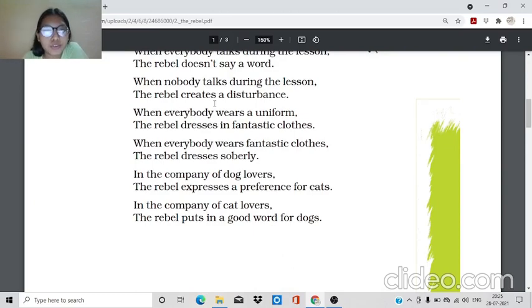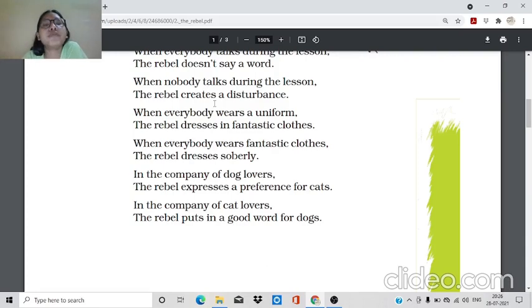So when everybody wears a uniform, the rebel actually dresses in fantastic clothes. However, when everybody wears fantastic clothes, the rebel then goes back to his uniform. The rebel dresses soberly. So does this mean that our uniforms are actually sober in nature? I definitely agree with this point. The uniforms can sometimes be sober. Well, sometimes uniforms also can be fantastic clothes. However, it's what you prefer.